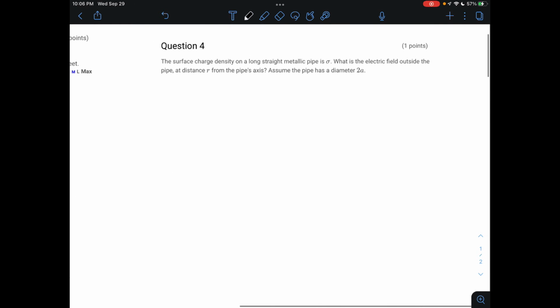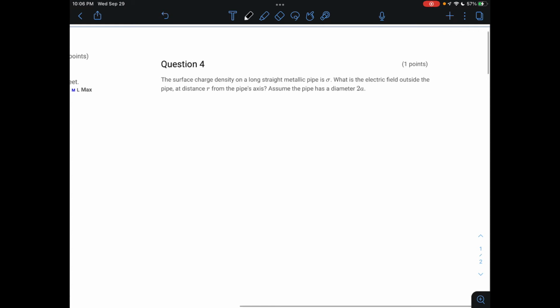Now if we look at question 4, we have the surface charge density on a long straight metallic pipe is sigma. So we have our metallic pipe here. And we're trying to find the electric field outside the pipe, a distance r from the axis. We have a diameter of the pipe given as 2a.